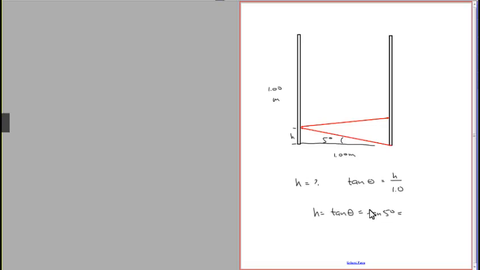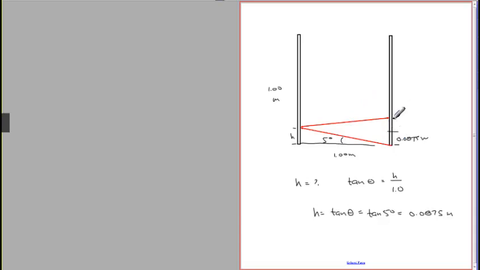I have to make sure our calculator's in the correct mode, which it isn't because I was doing something else the other day. So we just take the tangent of 5 degrees, and we get 0.0875 meters. So that's just that distance right there, 0.0875 meters.